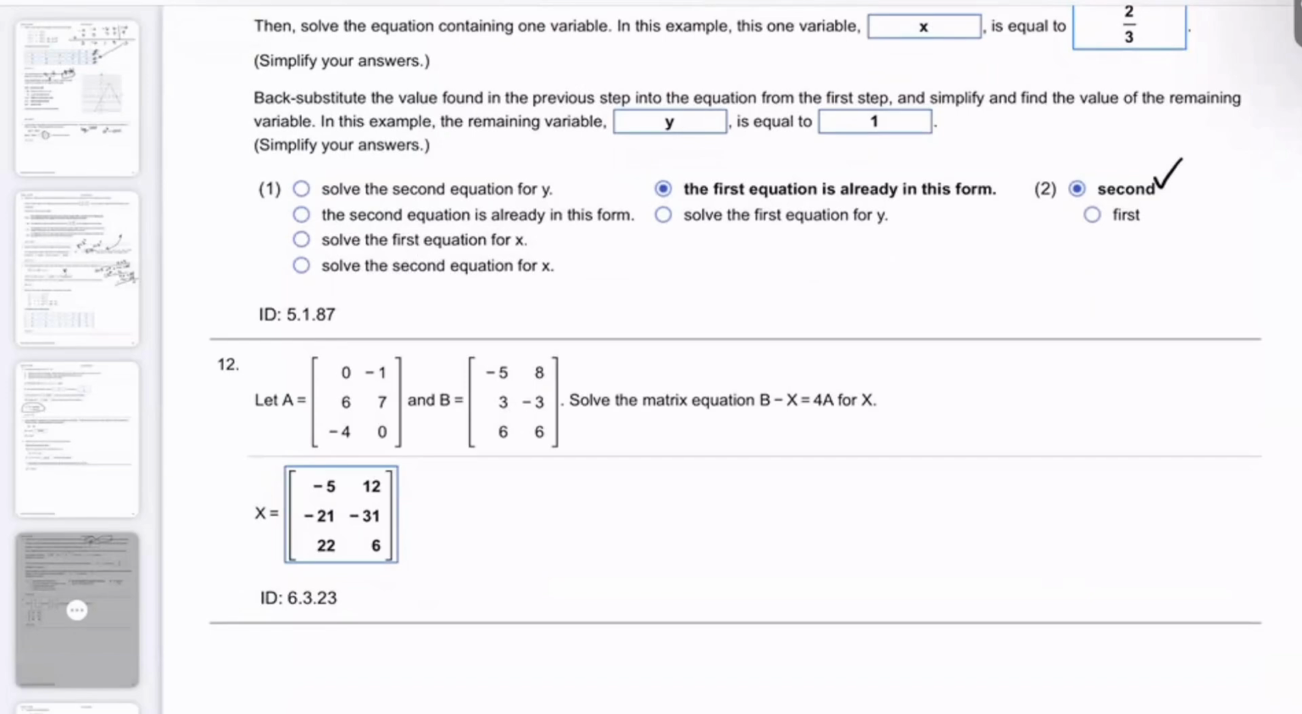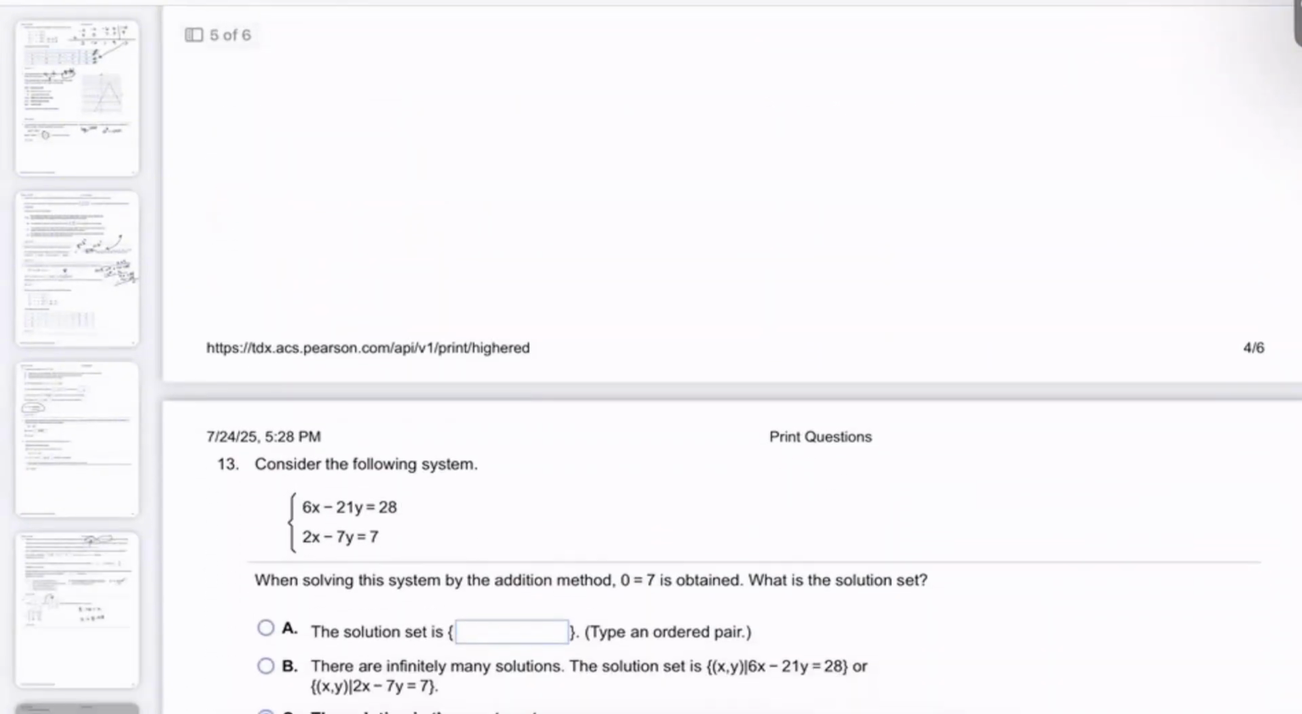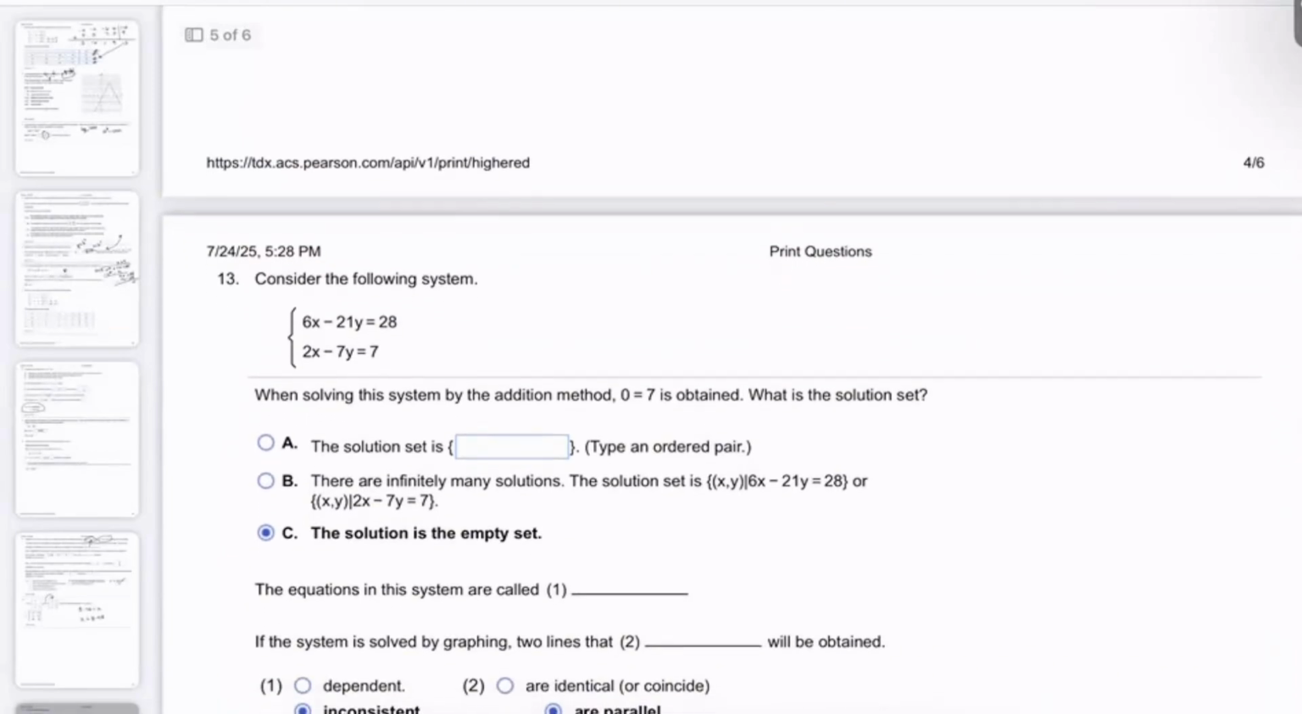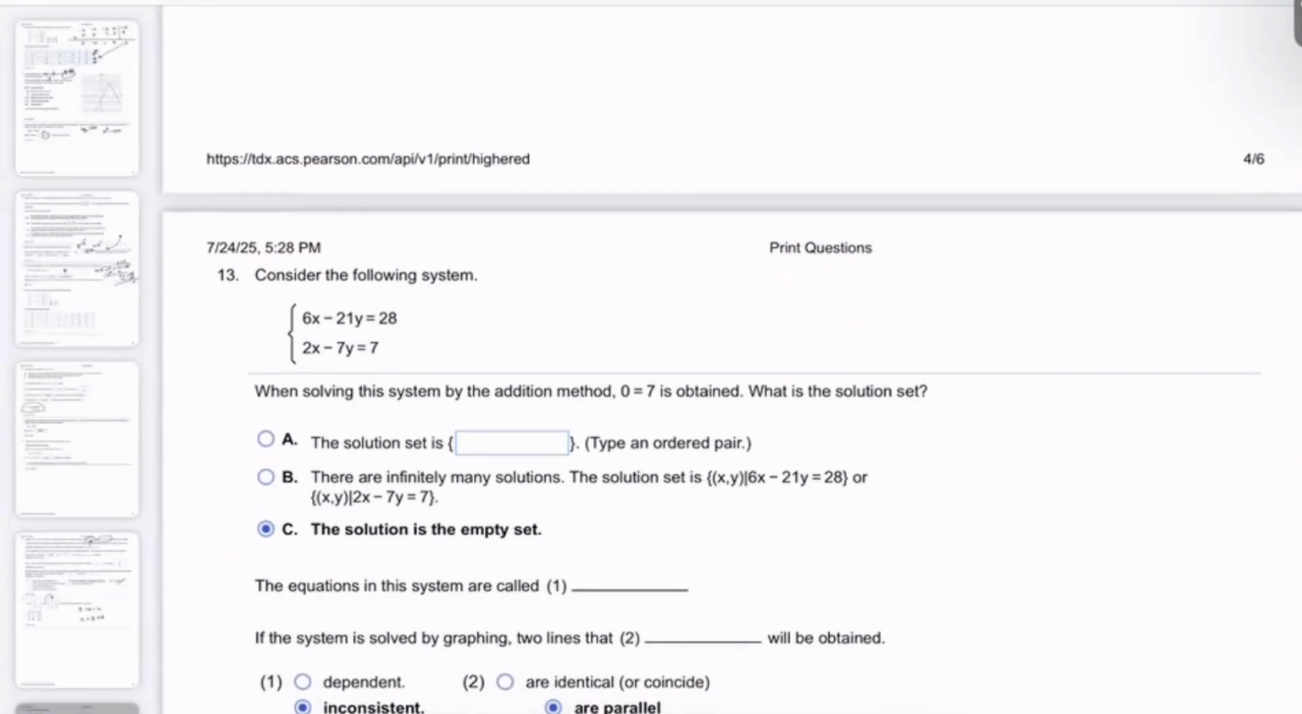And then for this one, you are just going to be careful with your order. So just be careful that your B matrix, you actually would do B minus 4A equals X. That's what I would do. And you can rewrite it as X equals B minus 4A. So just be careful with the order there. So you just multiply 4 times A and then B minus. So the matrix B minus 4 times A. The solution set is empty.